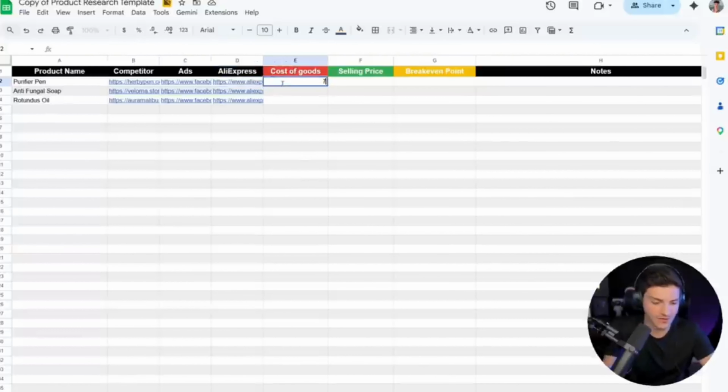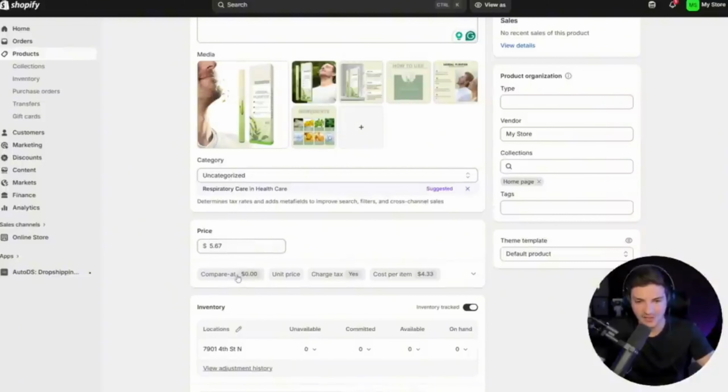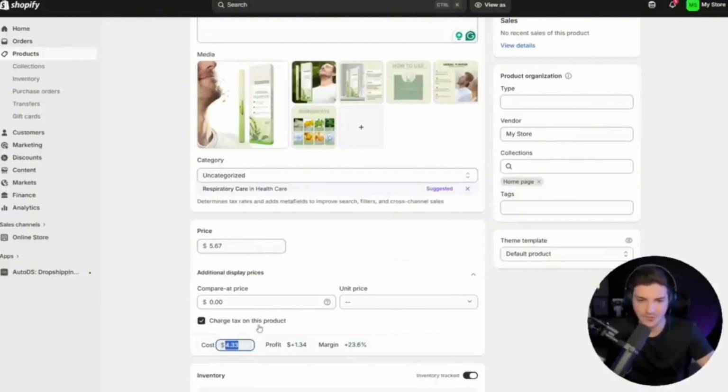And then I'm also going to update the cost of goods on our sheet now. We know the new price. And I'm also going to remove the AliExpress link and put the listing to our new AutoDS quote. So on the product page, you see on the bottom here, it says cost per item. We can update this to $750. I'm going to disable tax here.